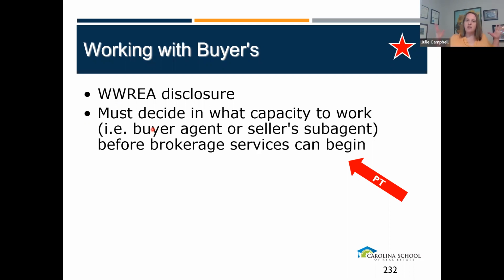But either way, we decide in what capacity we're going to work. We do our WWRA. Now I can start asking the buyer all sorts of questions like, have you been pre-approved? How much do you want to spend on a house? Where do you want to live? How many bedrooms do you want? Right now I can start getting information from the buyer to help them find a suitable property.